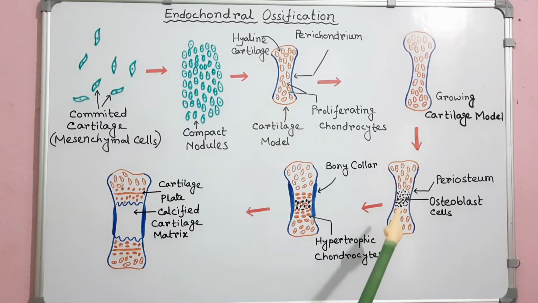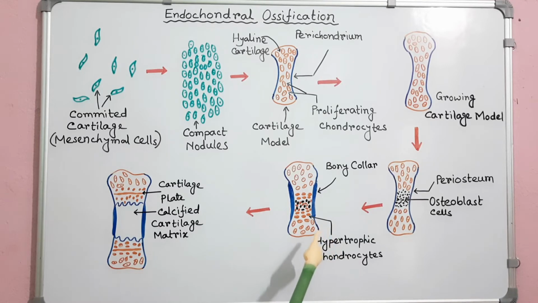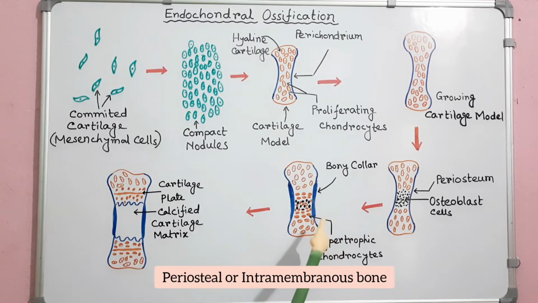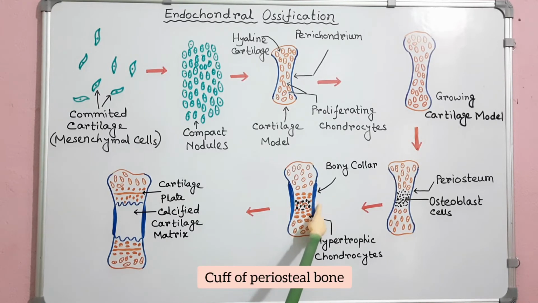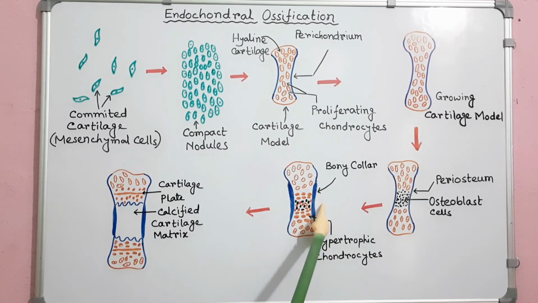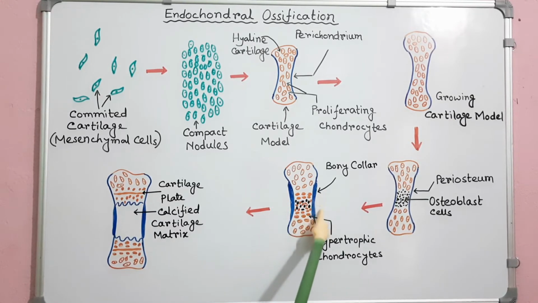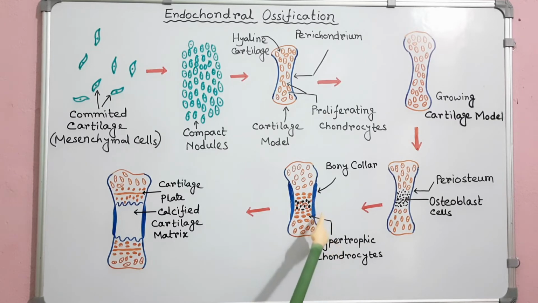Because of these changes, a layer of bone is formed around the cartilage model. This bone can be classified as either periosteal bone or intramembranous bone. In the case of a long bone, a distinguishing cuff of periosteal bone known as the bony collar is established around the cartilage model in the diaphyseal portion of the developing bone. The collar prevents diffusion of oxygen and nutrients into the underlying cartilage.